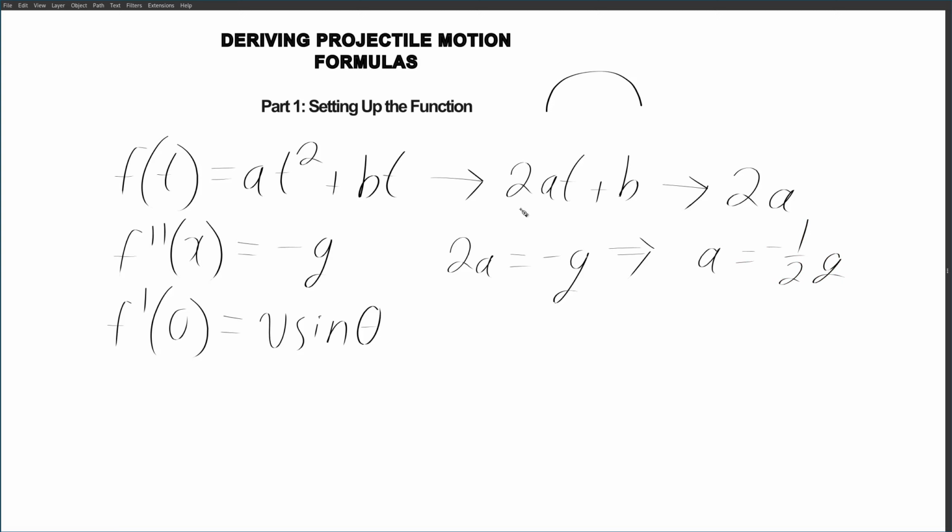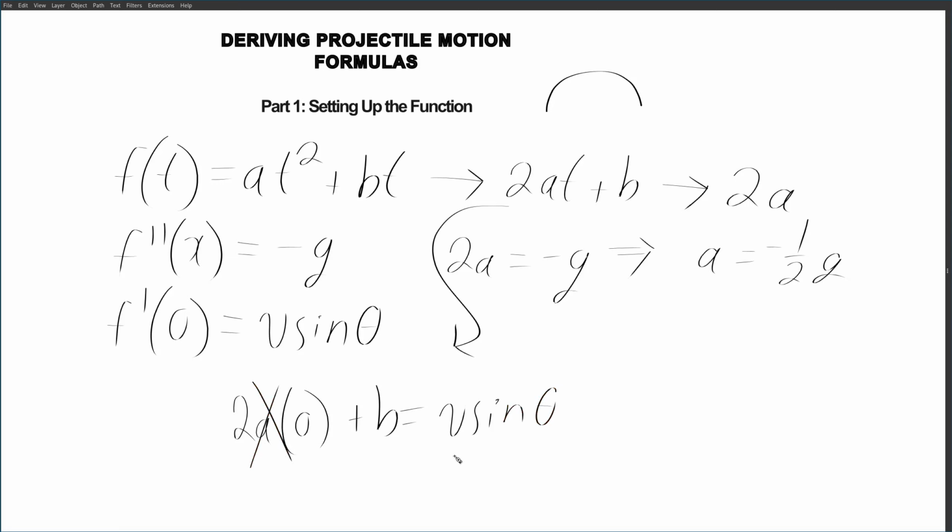Now for this one, we can just bring this over here. If f prime of 0 has to be equal to this, let's plug that right in. So 2a times 0 plus b must be equal to v sine theta. Well, there's a 0 here, so it obviously cancels, and we get that b is equal to v sine theta. Now that we have our position function, we're ready to find some key features.